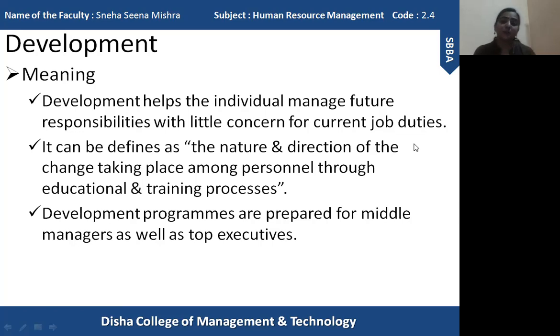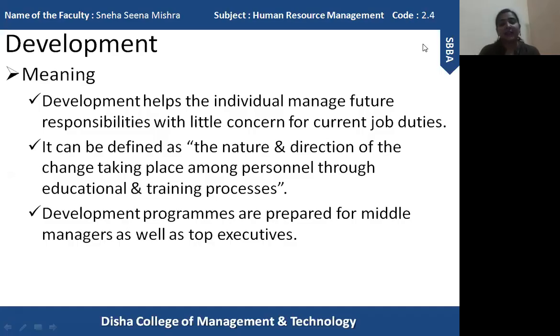But how are you supposed to improve in your career? Only with the help of the development programs, because it will help you to manage your future responsibilities. It will make you efficient for higher positions in future. So that is the basic objective of development. So it can be defined as the nature and direction of the change taking place among personnel through education and training process.